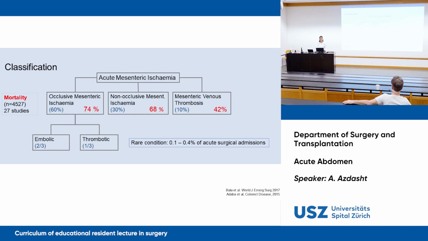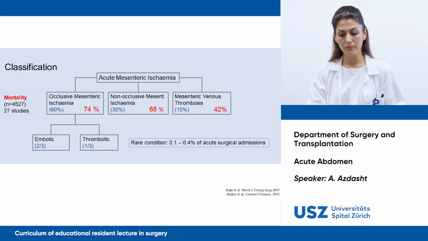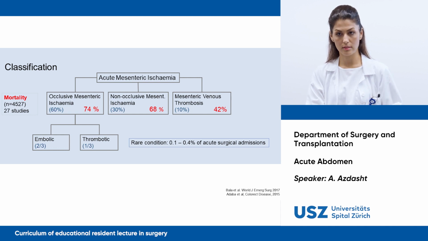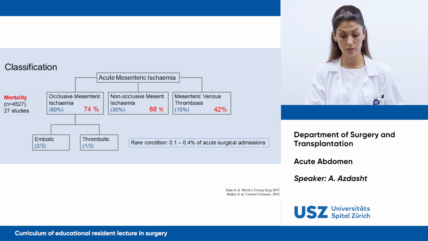Then you have the NOMIs, the non-occlusive mesenteric ischemias, counting for 30% of the cases. And this is due to a low flow state, for example, cardiac failure, a severe shock situation, and also the mesenteric venous thrombosis, which can be due to inflammatory conditions.